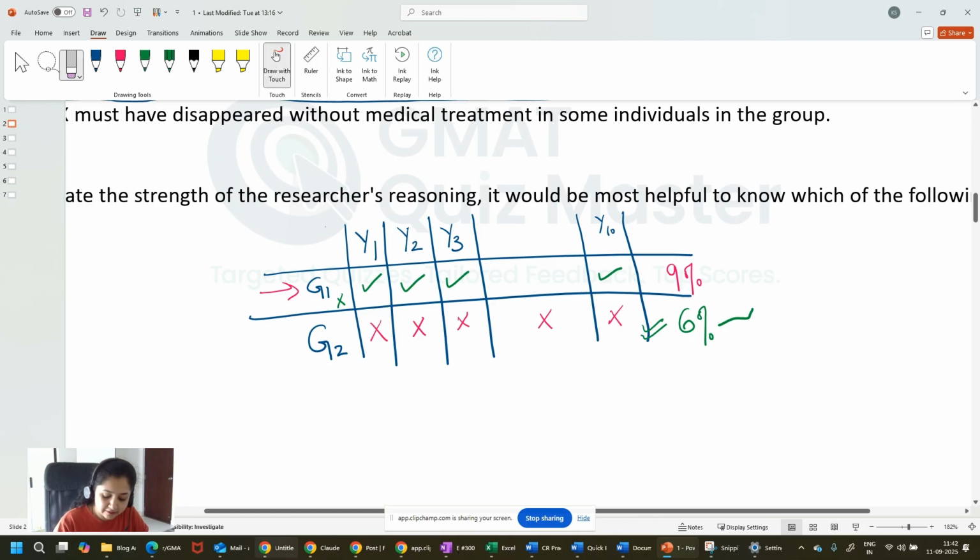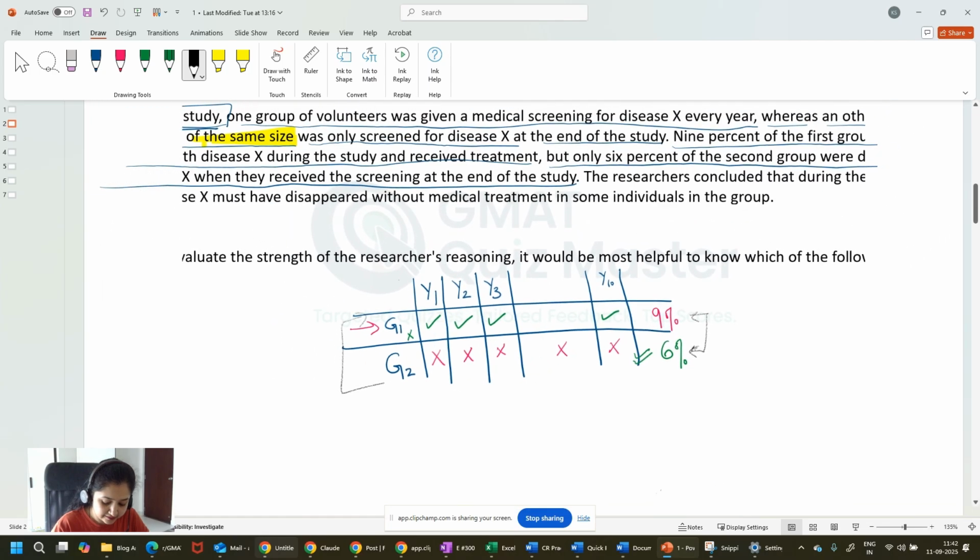Now, without even reading further, you can see that two similar groups are being compared here, right? G1 and G2, these are two similar groups. But the first group had 9% people affected by disease X. They received treatment during this 10-year duration. Second group, when this group was screened at the end of 10 years, 6% people were found to be affected. So there is clearly a difference here, right? Now let's read further what else is given in the passage.